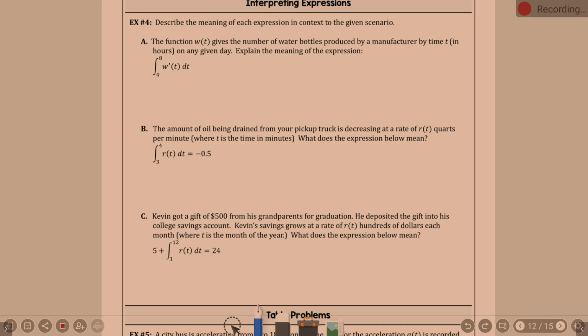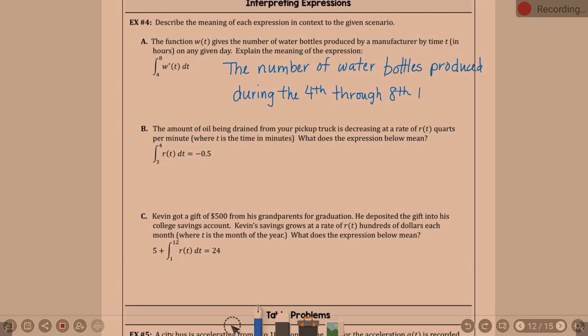And what are 4 and 8 besides hours? Time? Hours, right? Okay. So yeah, mine reads the number of water bottles produced by a manufacturer during the 4th through 8th hours. So make sure you get in that label that the 4 and 8 are in terms of hours, right? But other than that, yes. The number of water bottles produced during the 4th through 8th hours. Or you could say between the 4th and 8th hour.